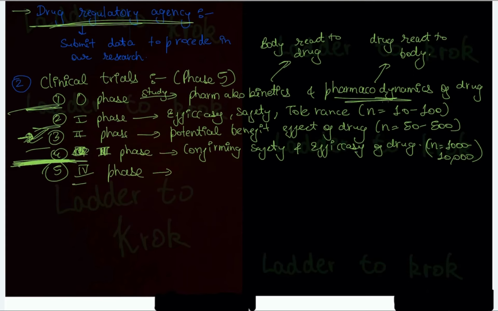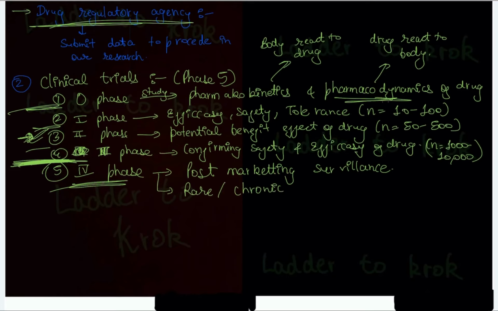See, now you will ask me a question, then why is there this fourth phase? See, this fourth phase is also known as post marketing surveillance. In this we will see if the drug has any rare or chronic side effect. Chronic means long term. We cannot find long term effects in all of these trials, in this 0, first, second and third trials. So we will find those chronic side effects in this fourth phase.